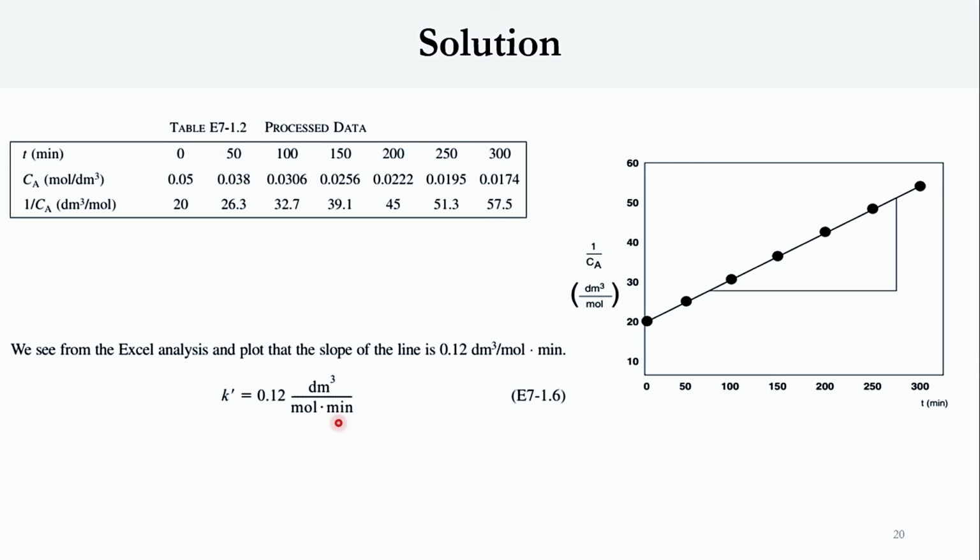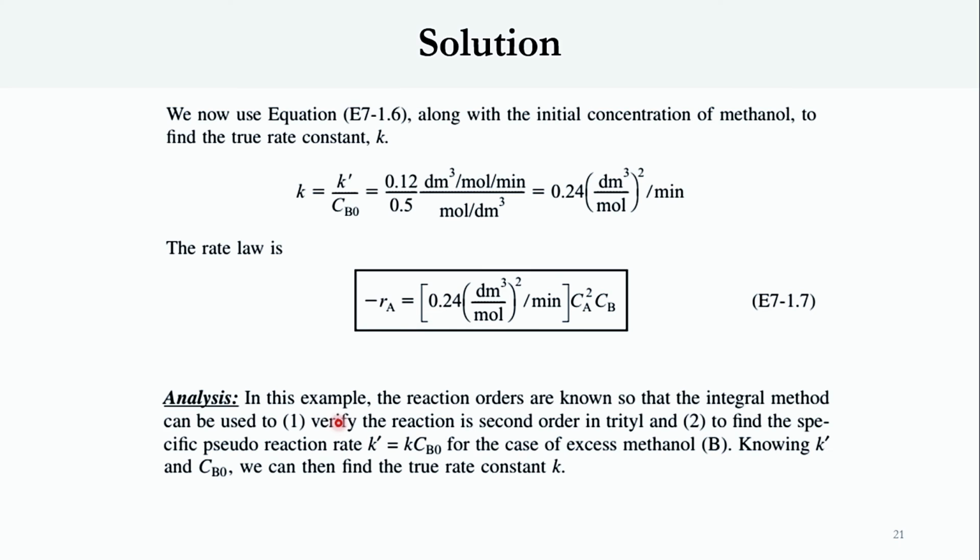So what we need to do, we know the value of k prime, which was actually k Cb naught, or we can say k is equal to k prime over Cb naught. Now the value of k prime is 0.12, while that of Cb naught is 0.5. So once we divide these two, we get 0.24 cubic decimeter per mole whole square divided by minute. This is the actual answer of k, which is the true reaction rate constant.